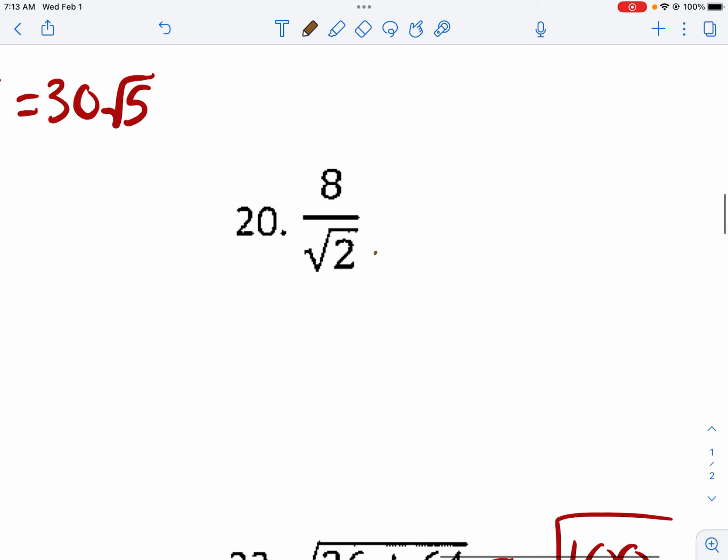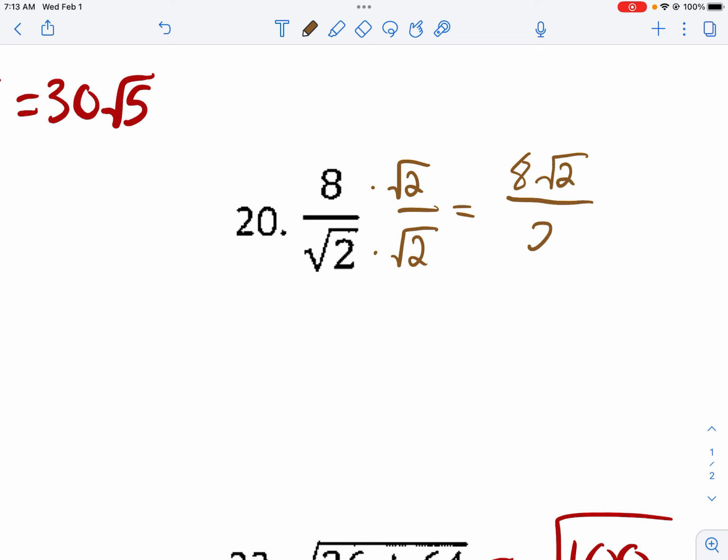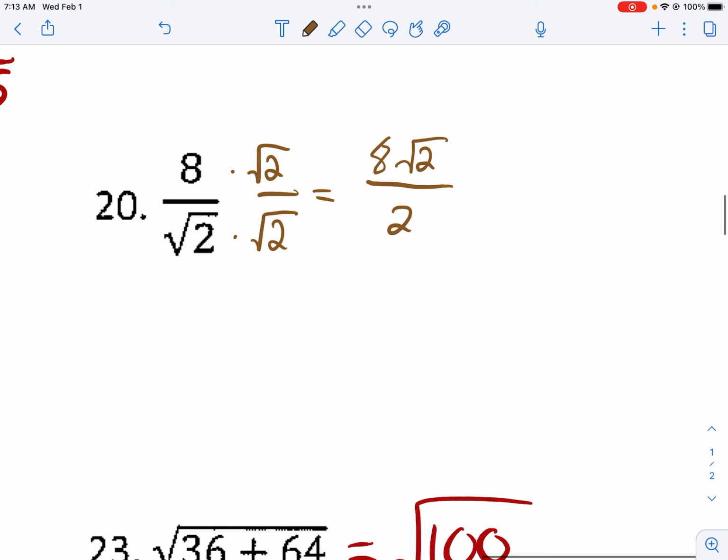And then 8 over square root of 2, this is a question where we must rationalize the denominator. So I'm going to multiply it by square root of 2 on the top and bottom. Again, that's just like multiplying by 1. It's just a special one. We call it a clever one. 8 times square root of 2 over square root of 2 times square root of 2 is 2. I can cancel those 8s and 2s, and I get 4 square root of 2. I'm done.